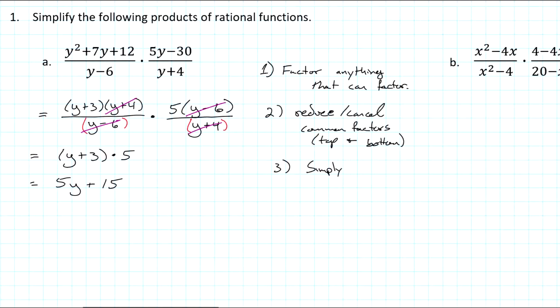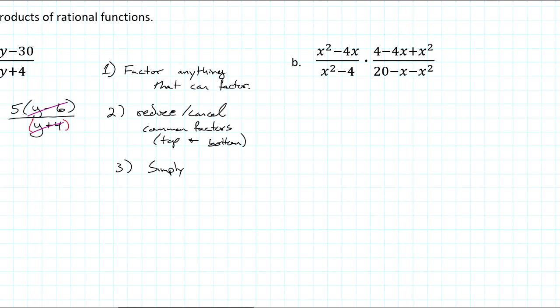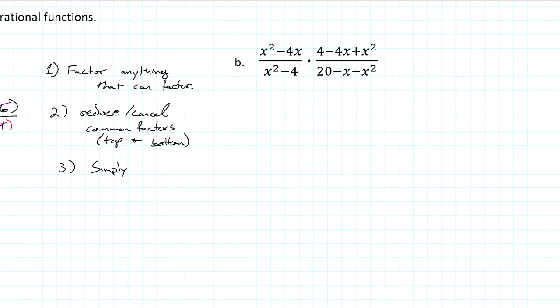Let's do another example, where we can get some more complicated factoring that might need to happen. For this first problem, let me read it out. We have x squared minus 4x over x squared minus 4, times 4 minus 4x plus x squared over 20 minus x squared. Let me do that one more time, just to be clear.